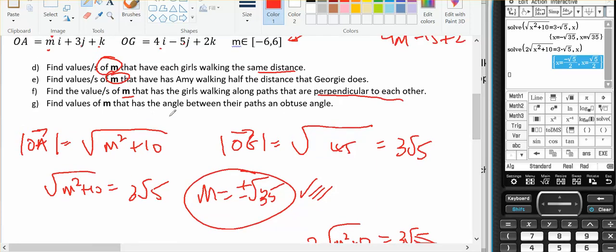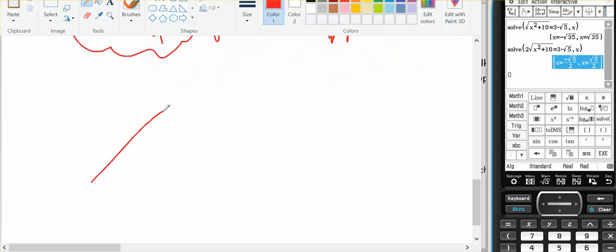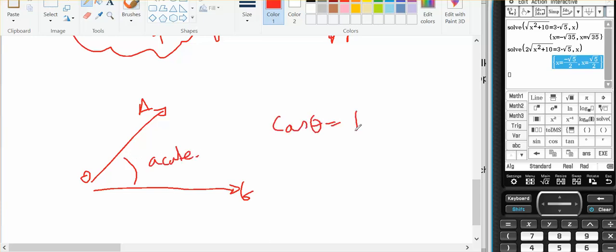Find the values of m such that the angle between the paths is an obtuse angle. I've got OA and OG. And if this is acute, therefore the cos of theta will be positive. If it is obtuse, the cos of theta is going to be negative.